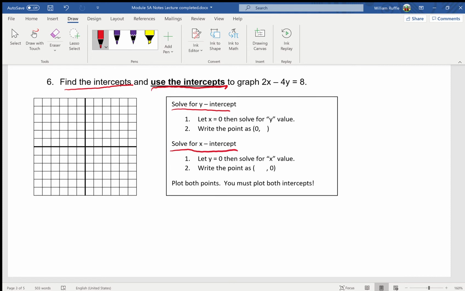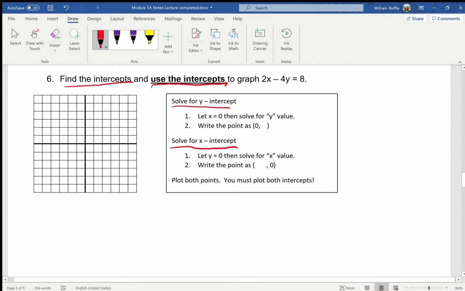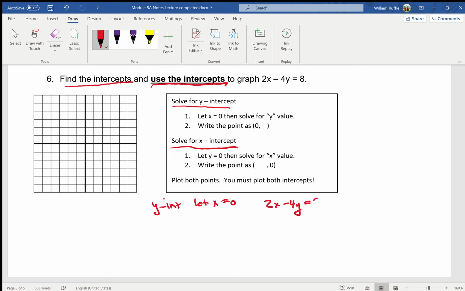So now, when we're doing this to solve for the y-intercept, we just let x equals 0. Now the equation is 2x minus 4y equals 8. So then I just put in 0 here. 2 times 0 is nothing, so negative 4y equals 8. Divided by negative 4, I get y equals negative 2. So my first point up here is (0, -2).